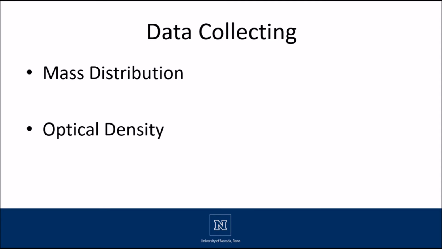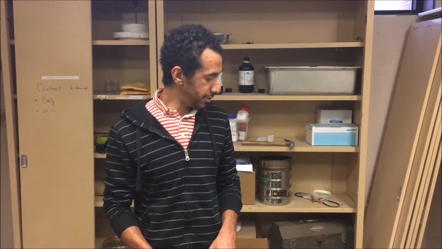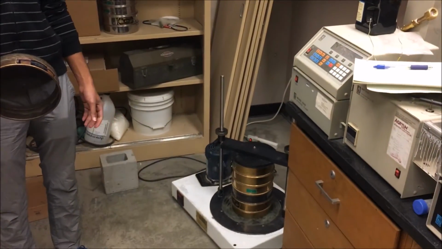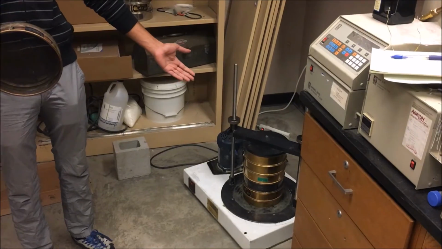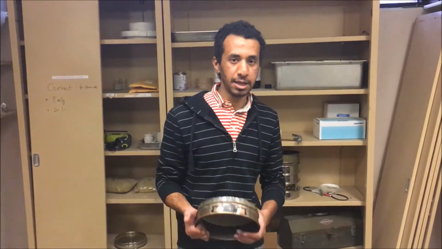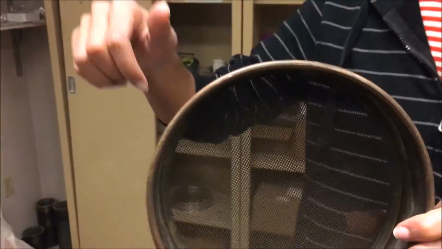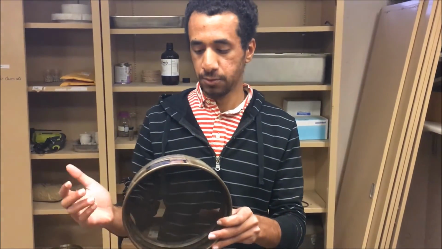Now for data collecting. I'll be passing it off to Hassan to talk about mass distribution and to Nate to talk about optical density. My name is Hassan Al-Nasser. In this part of the video, I will show you the method of how to use the sieving machine to find the mass distribution. And here we have a layer of the sieving that we are going to use, so the particles will fall through this, and hopefully we will find the mass distribution after that.